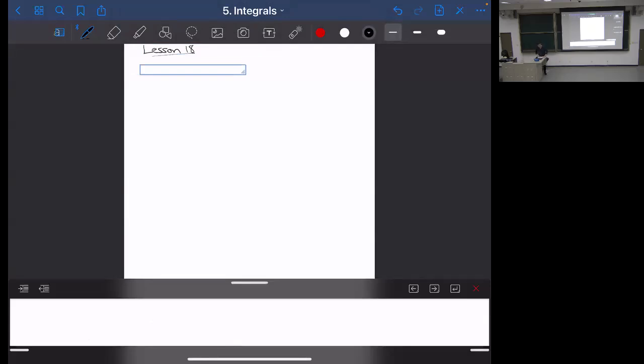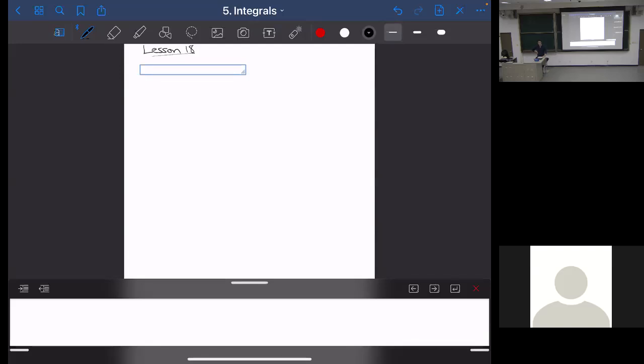Okay, good evening, everyone. So lesson 18, this lesson, we will continue to discuss Riemann sums, the area under a curve, and we will start to connect this soon with antiderivatives. So first a question.